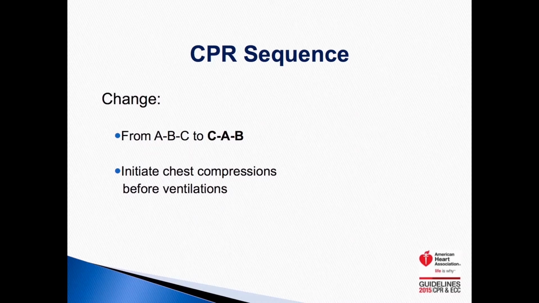According to American Heart Association, they change from ABC, which is airway, breathing, circulation, to CAB, which is circulation, airway, and breathing. Because according to research, it has been tested that initiating chest compressions before ventilations can have higher chance of survival for the patient on cardiac arrest. That's why we initiate chest compressions before ventilations.